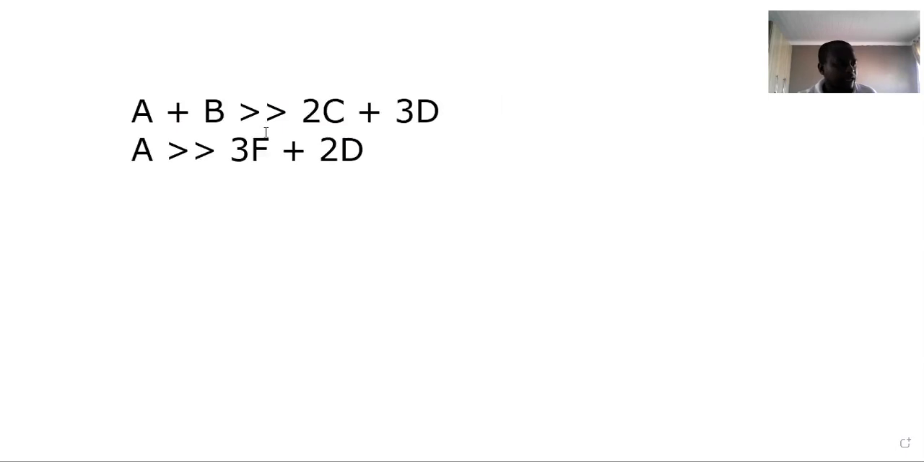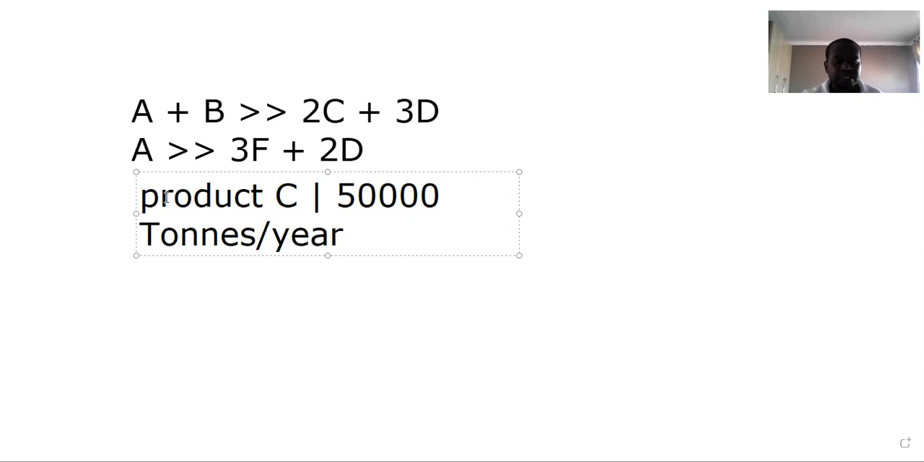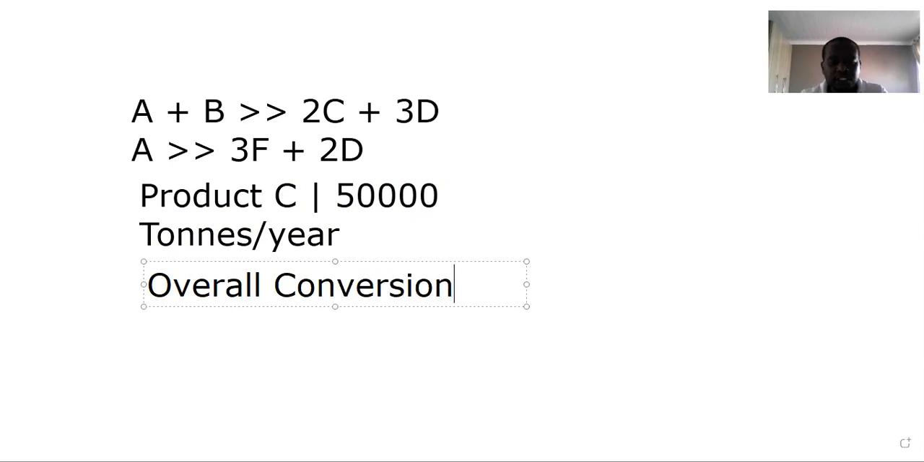So those are our reactions, and the other information that we've been given for this particular problem is that the product, which is C, is 50,000 tons per year. So that's the first thing we've been given, that our product is 50,000 tons per year. We've also been given that our overall conversion is equal to 70%.